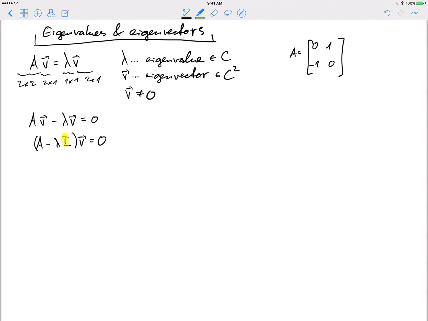Why did I put the I here? Because lambda is a scalar, right? So scalar plus matrix would not be defined. That's why I have to put a 2x2 identity matrix. So this has to be equal to 0. And what does that mean? That means that this matrix needs to be singular, okay? And the condition for singularity can be expressed by the determinant. So the determinant of A minus lambda I must be 0. If I have any chance of finding an eigenvalue and eigenvector, then the determinant of A minus lambda I better be 0. Okay?